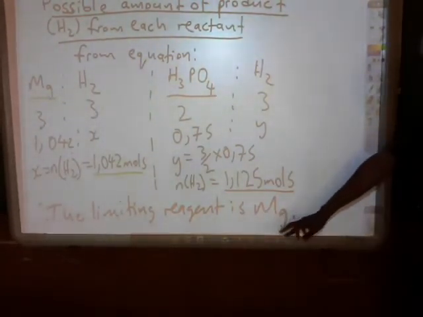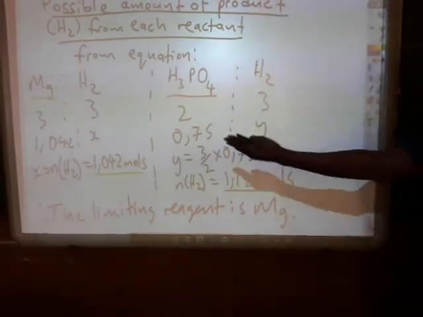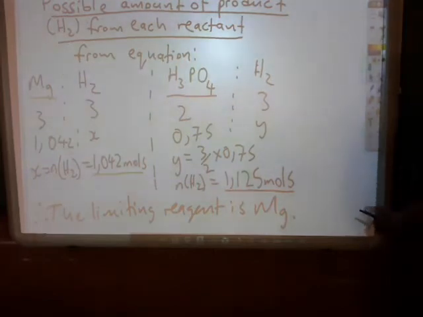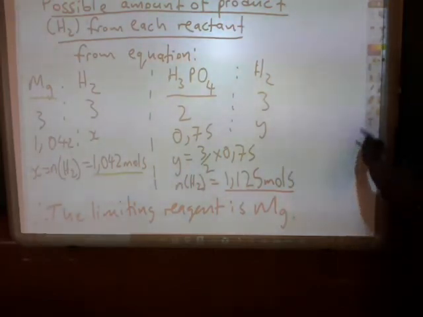So that is our full answer to 2.1. The limiting reagent is magnesium. So the substance that forms the least amount of product is the limiting reagent. Once it gets used up, you can no longer form any more product.